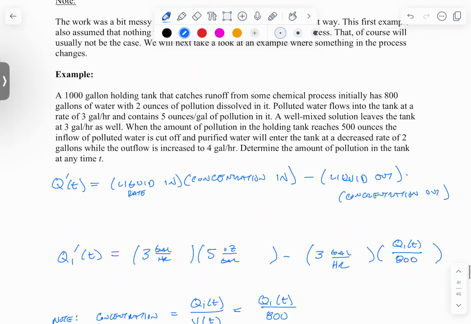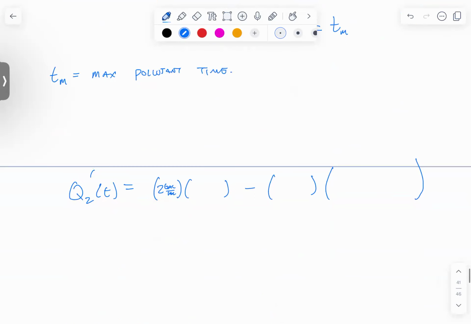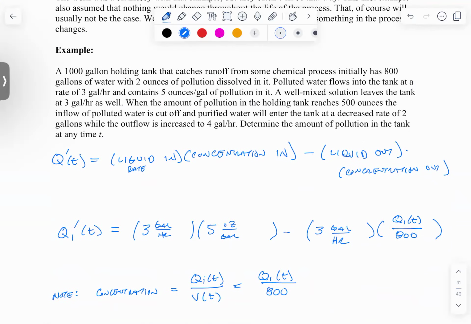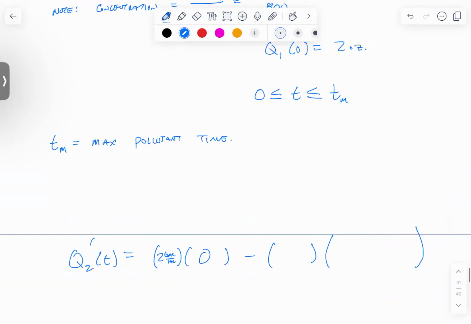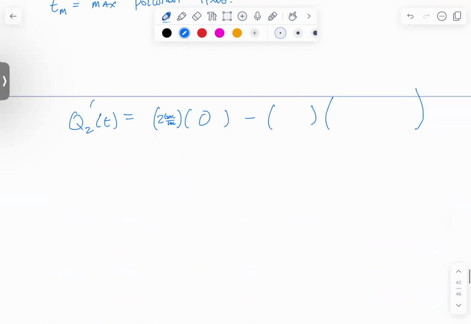Now here's the other thing. What's the concentration of that liquid coming in? 0, right? Because it's purified water. That's the whole idea. That's really good news in our equation. What is the rate leaving? 4. Once again, concentration out. Now here's the tricky part of this one. Definitely Q2 of T. The numerator is a piece of cake.